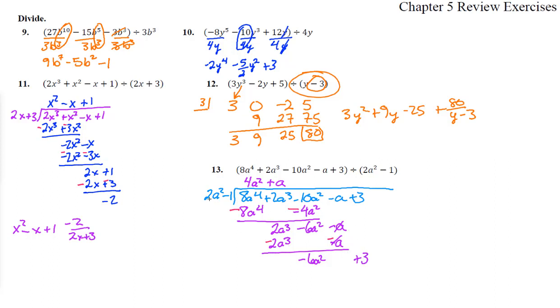And then finally, 2a squared goes into negative 6a squared minus 3 times. So minus 3 times 2a squared is a negative 6a squared. And then we get plus 3, which when we subtract, indeed, that one came out nice. Can you believe it? And so we get 0 as the remainder. So our answer is that guy right up there. Good.